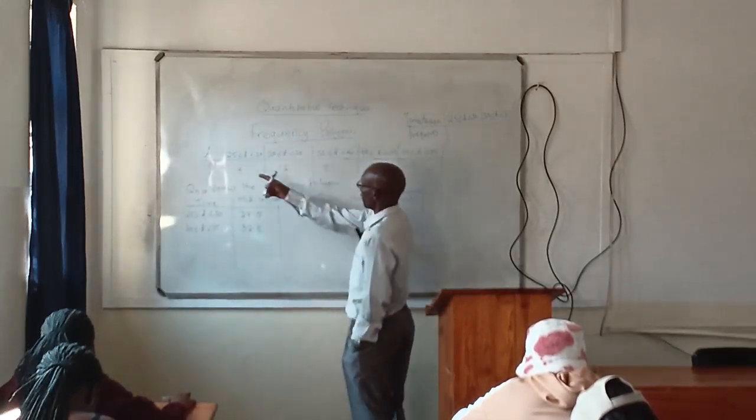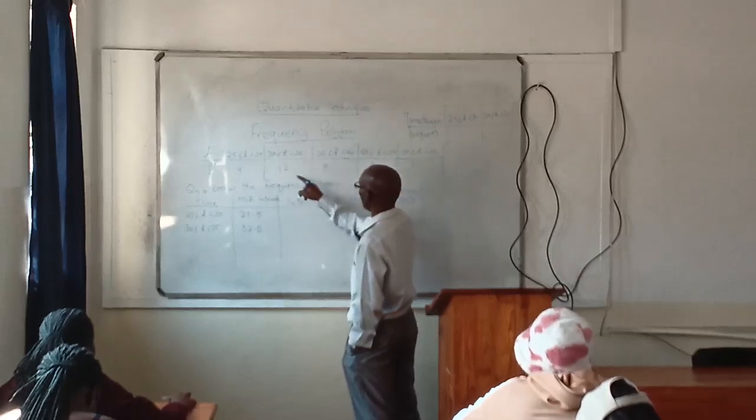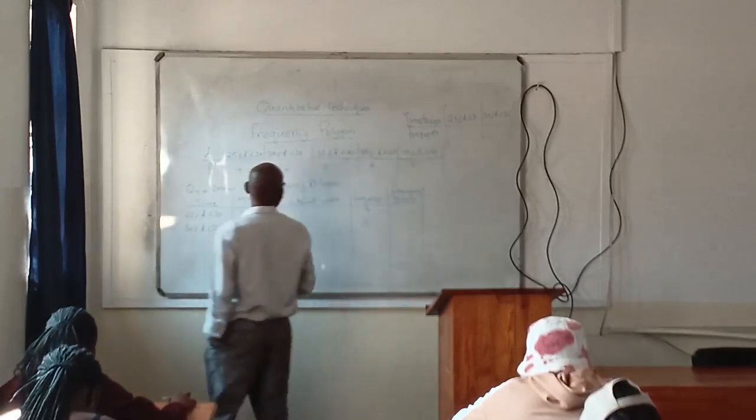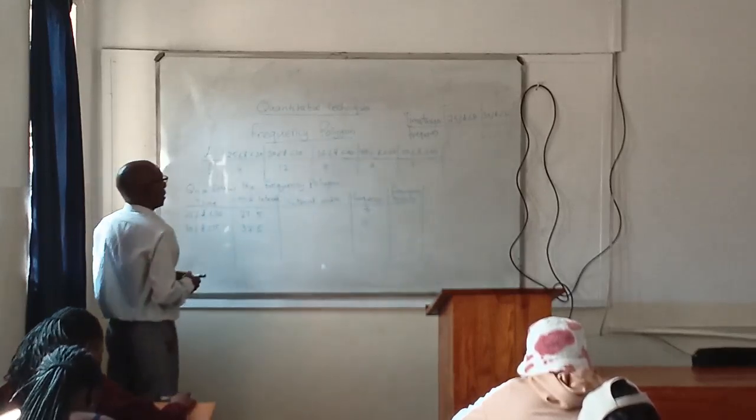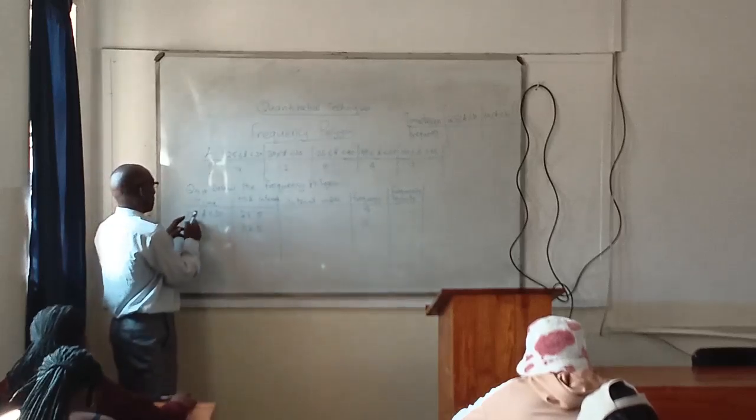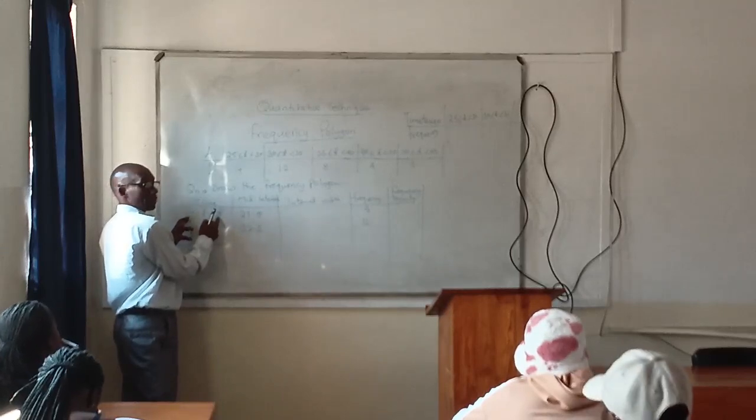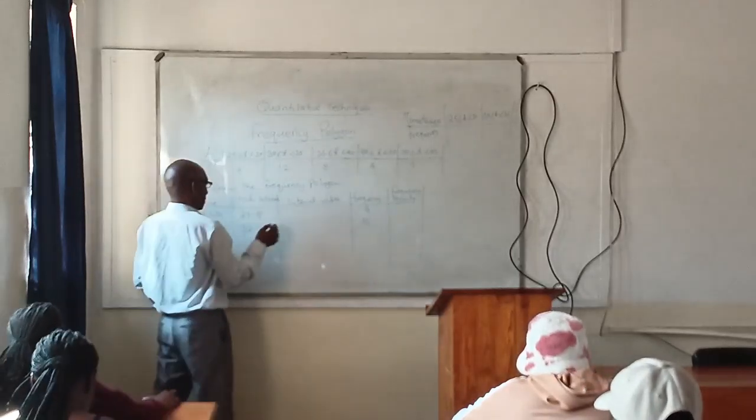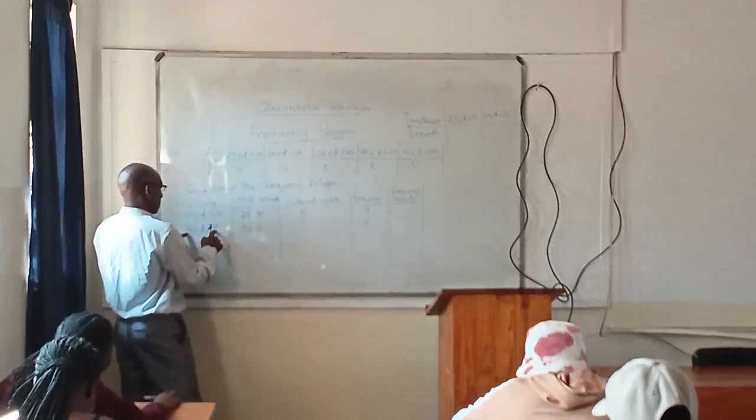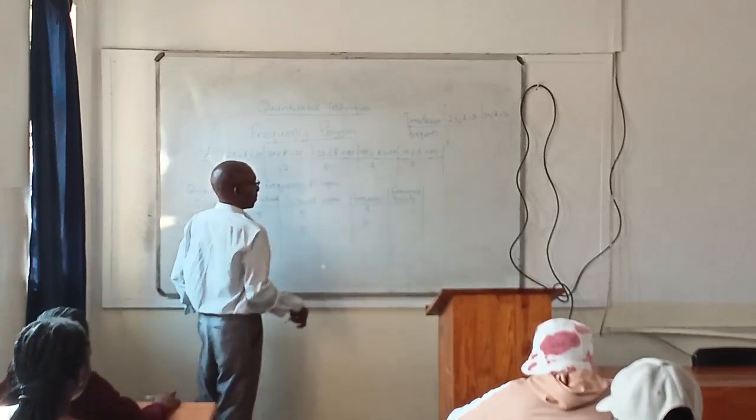Let's go to frequency. For the first one, the frequency is 4, right? Then the second one, the frequency is 12. Let's go to interval width. What is the interval width for the first one? You take 30 minus 25, which is 5. Another one? 5. You can go on and on, right?